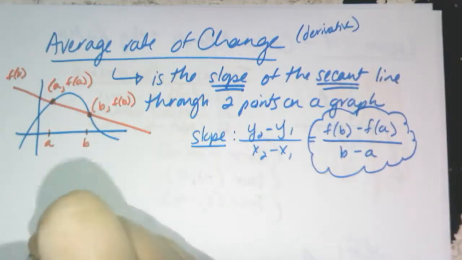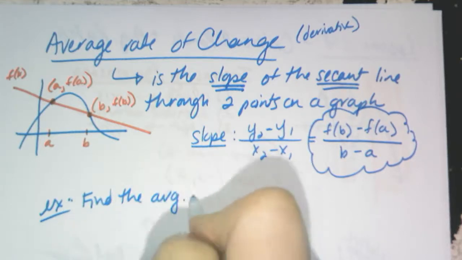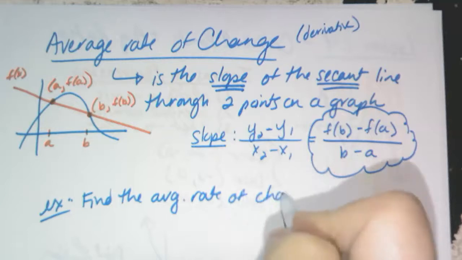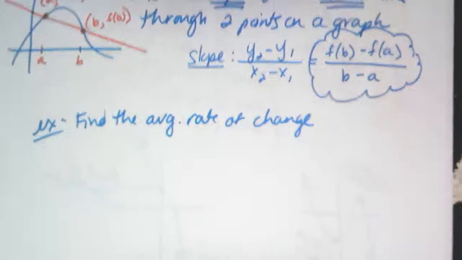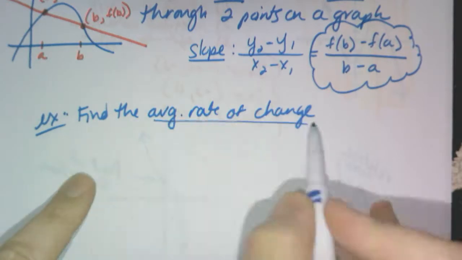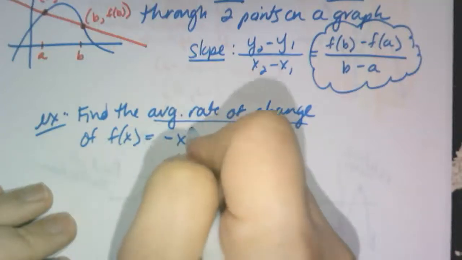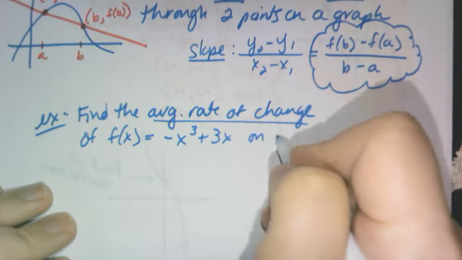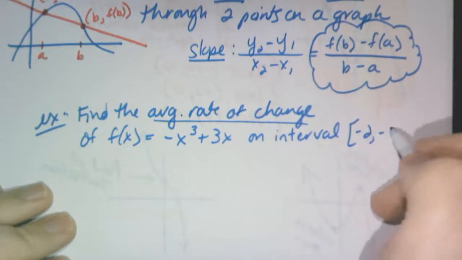So let me do one example and then I'm done. What I'm trying to get in your head, y'all, is that these words in mathematics, average rate of change, all that means is slope. Average rate of change, slope. That's what it means. Find the average rate of change of f of x equals negative x to the third plus 3x on the interval -2, -1.